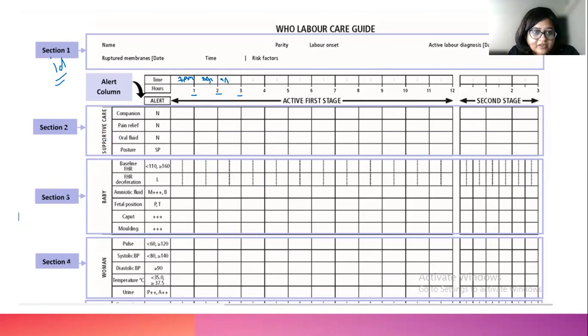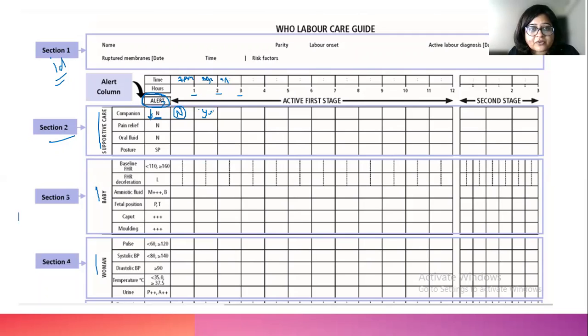Then you have section 2 is supportive care, section 3 is baby, section 4 is woman, and then labor progress, all that. You see this line here, there is an alert column here. This is the alert column. The alert column basically tells us at what stage you need to be alert. Suppose the woman comes at 7 a.m. and she doesn't have a companion with her, N means no companion, N is for no. You write here no. So this is an alert finding. That means you are supposed to encourage the woman to have a companion with her. If she has, say after 1 hour, her sister comes, then you write here yes.